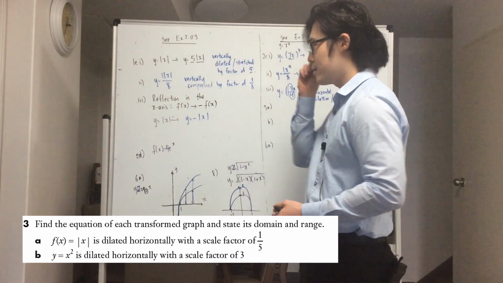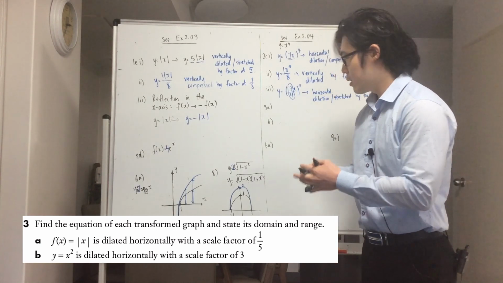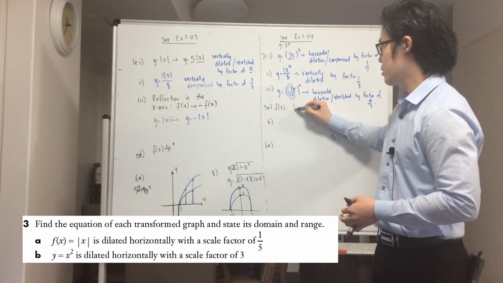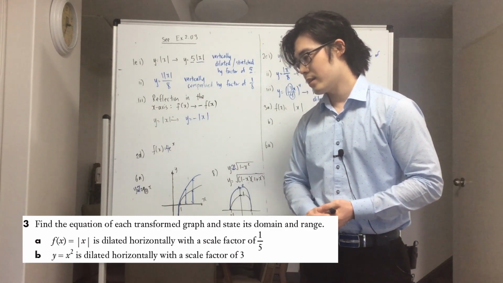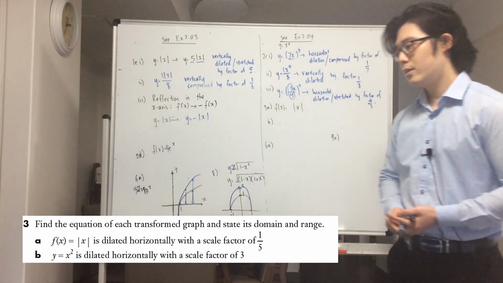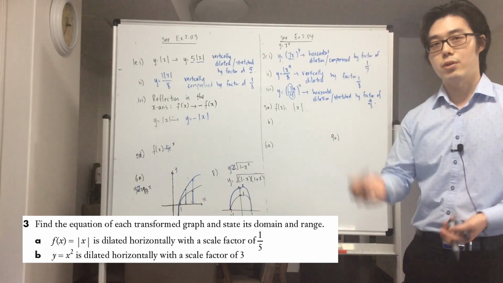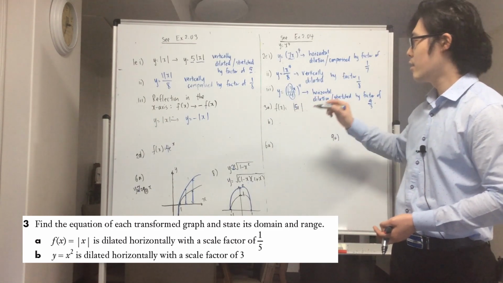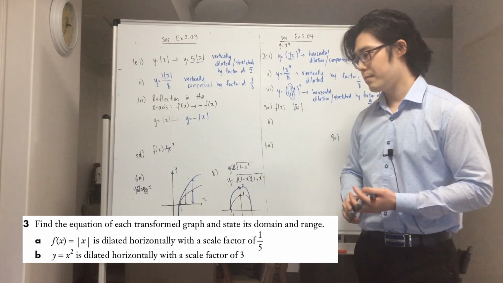Find the equation, now this time, and state the domain and range. So my f of x is absolute of x, and it's been dilated horizontally with a scale factor of 1 over 5. The reciprocal of 1 over 5 is just 5. That's what you would put inside the absolute sign, because if it's horizontal, everything's inside. Yep, so that'll be it.